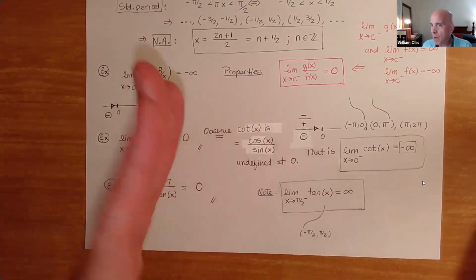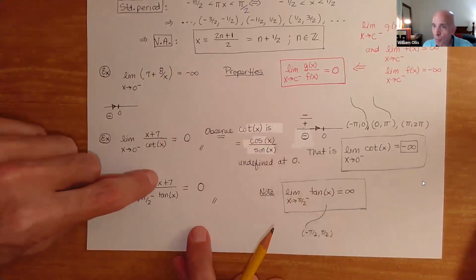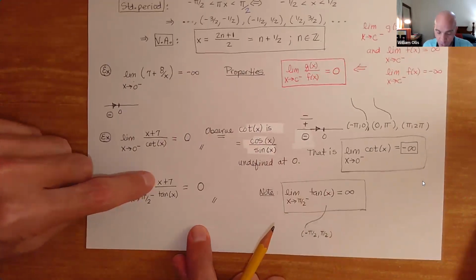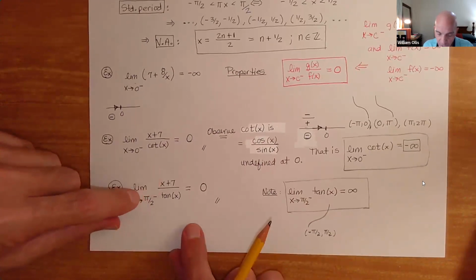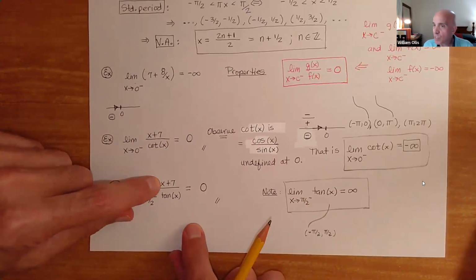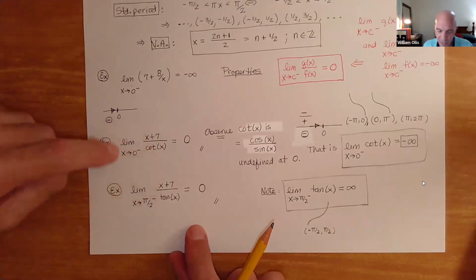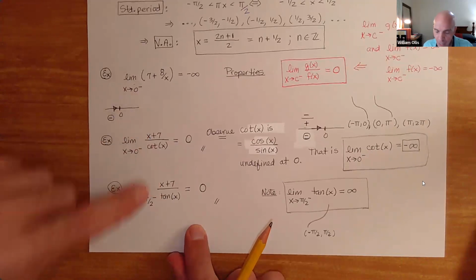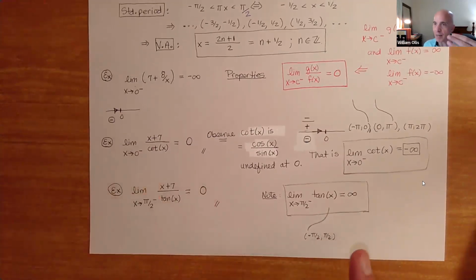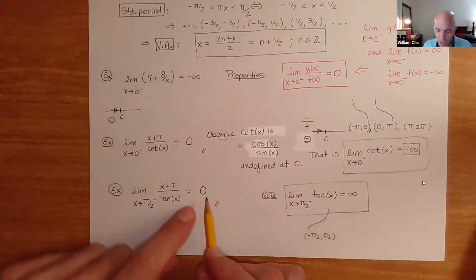But whatever it is, positive or negative infinity, the numerator has a fixed value of 7 in this particular case. It wouldn't be 7, it would just be pi over 2 plus 7. It's still finite. Of course, we like the 0 here, we just get 7, but here we have pi over 2 plus 7. So the idea here is we have finite divided by the infinite, so these are both 0.